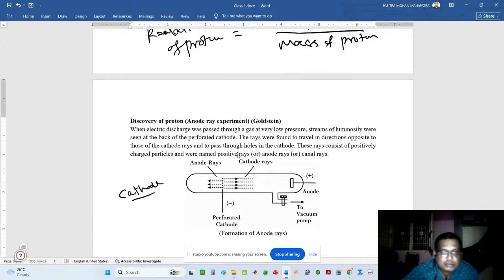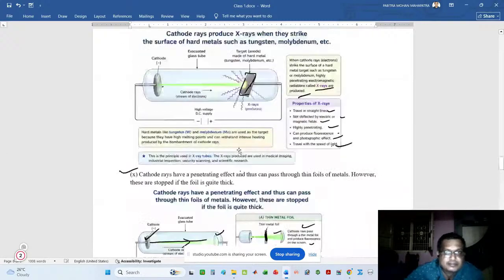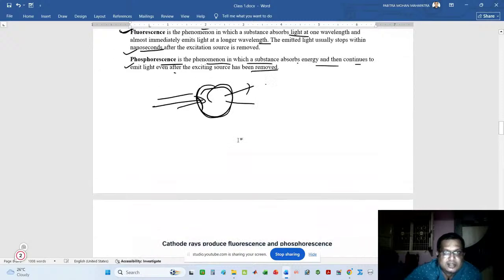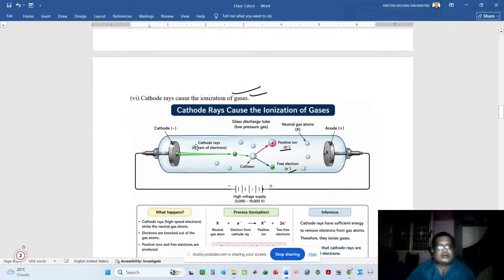In the cathode ray experiment, what happened? Look at that. Here a cathode electrode is used, but here there is no hole. It is a solid electrode. Here you will not find a hole. This is a solid. Here no hole is present.